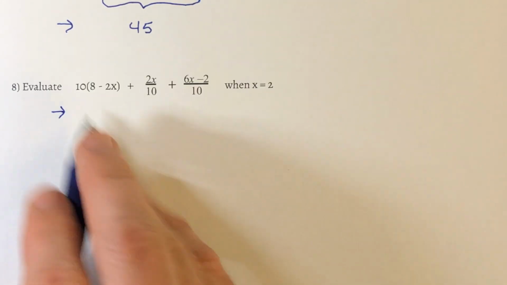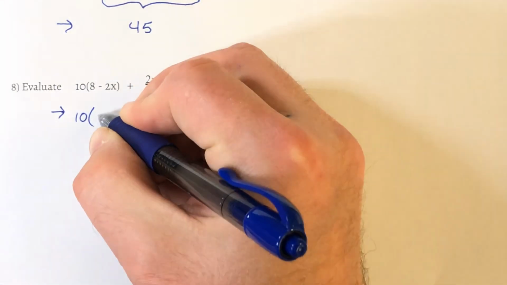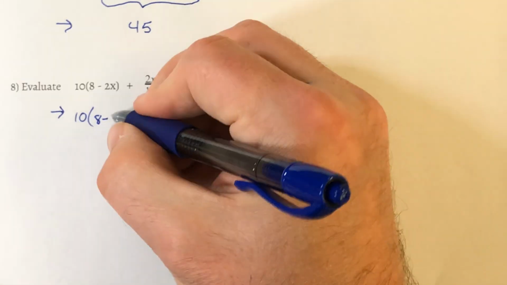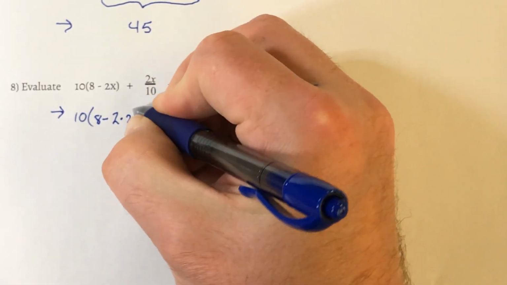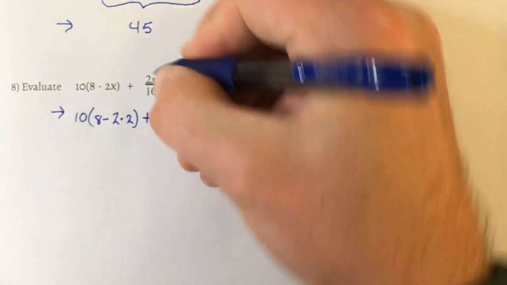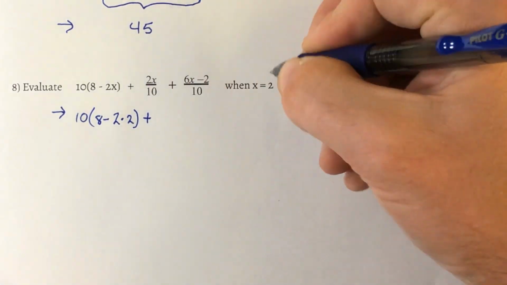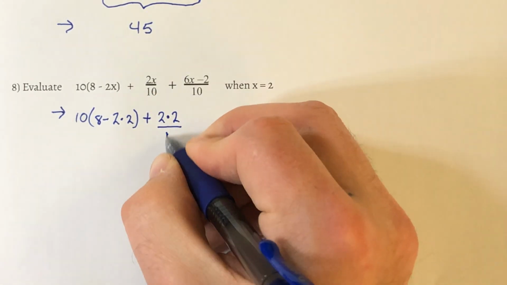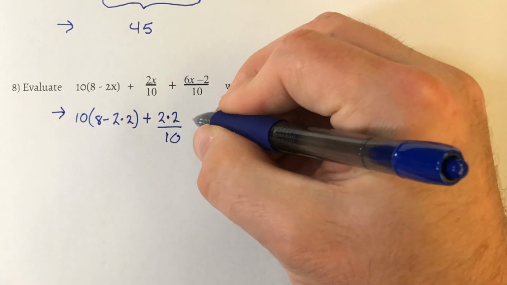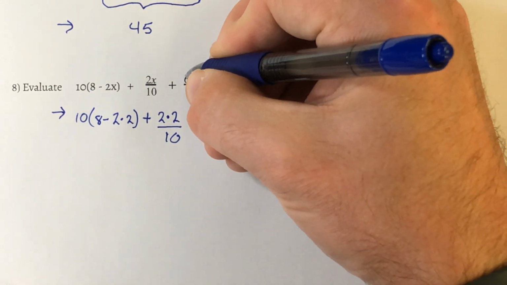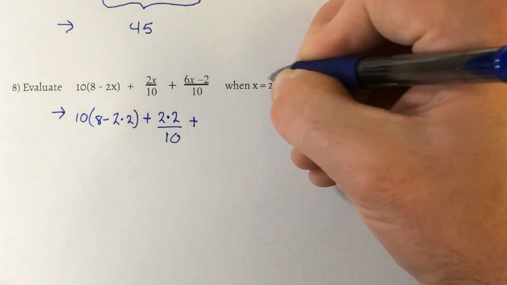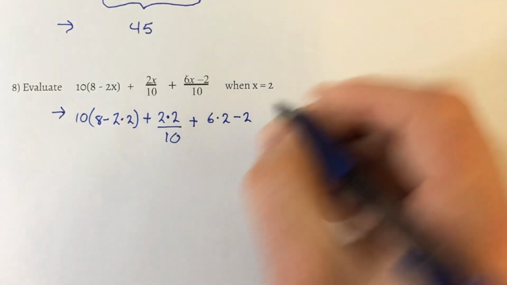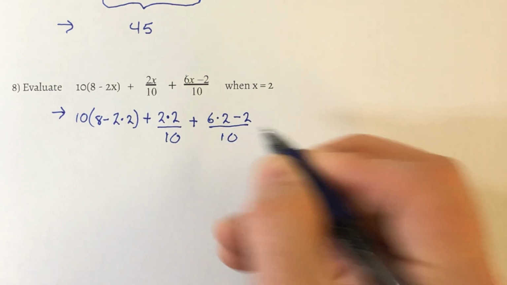All right, so we have 10, parentheses, 8 minus, this means 2 times x. X is 2, so that would be 2 times 2, plus, again, 2x, that means 2 times whatever x is, so 2 times 2 over 10, plus, all right, 6 times x minus 2. So we're going to do 6 times 2 minus 2 all over 10.